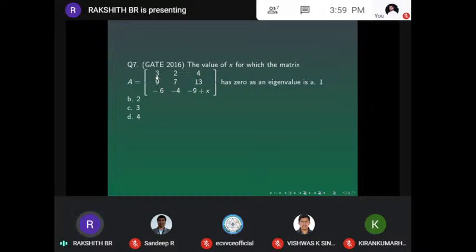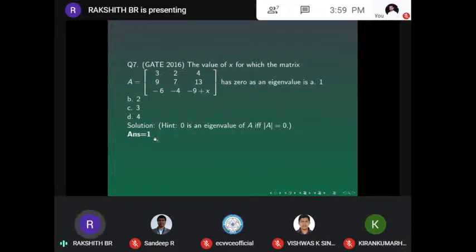First observe that the first row and the last row you can make dependent. If you multiply the first row by minus 2, the first entry will be minus 6, the second entry will be minus 4, and the third entry you get is minus 8. Therefore minus 9 plus x must be equal to minus 8, so the value of x must be equal to 1. Therefore option A is correct.